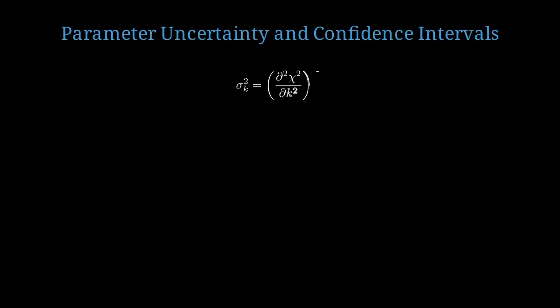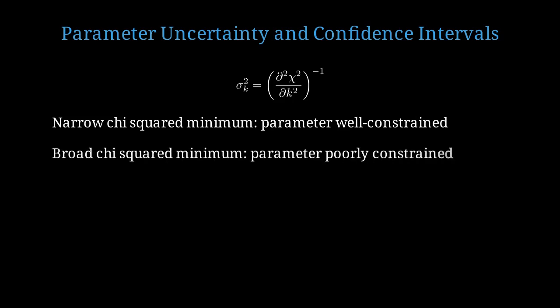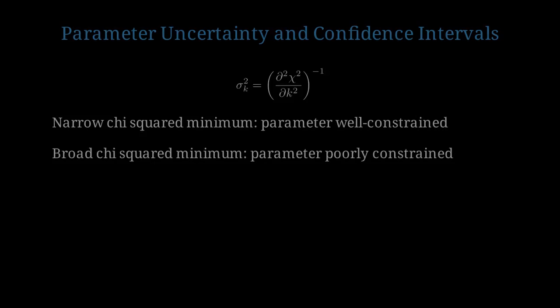The uncertainty in a parameter k is related to how chi-squared changes near its minimum. Sigma k squared equals the inverse of the second derivative of chi-squared with respect to k. If chi-squared has a sharp, narrow minimum, the parameter is well constrained. Small changes in the parameter value significantly worsen the fit. If chi-squared has a broad, flat minimum, the parameter is poorly constrained. Many different parameter values give similarly good fits.